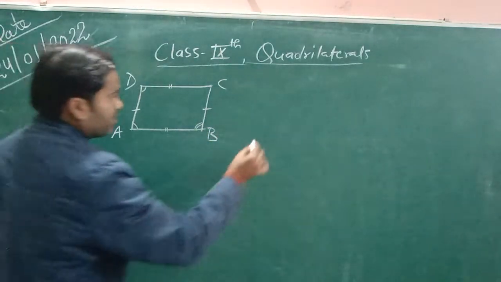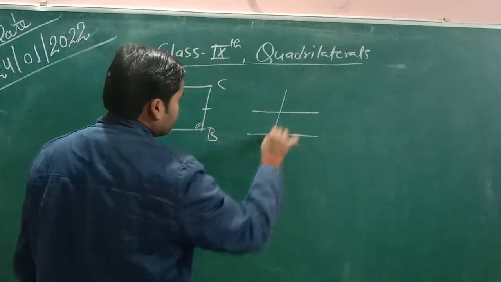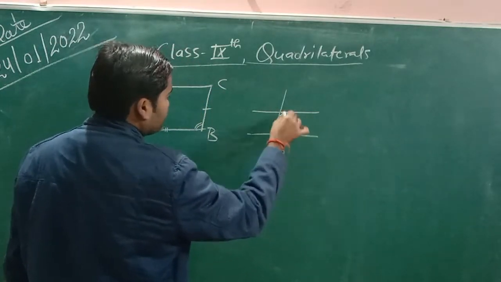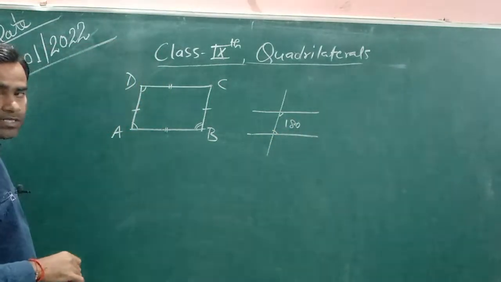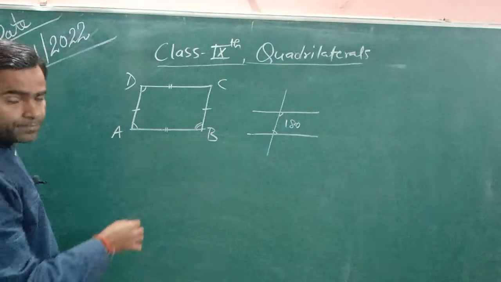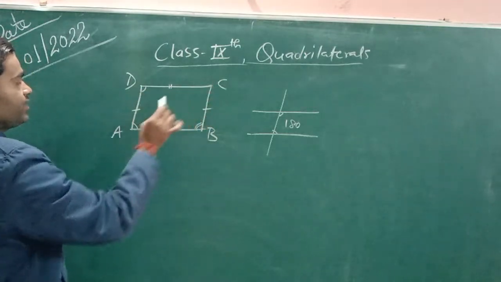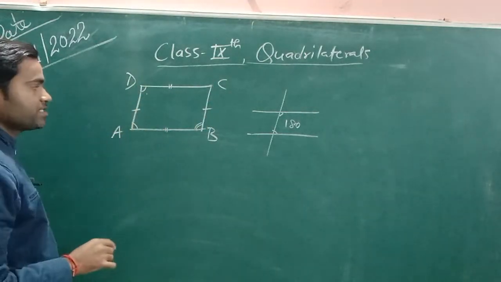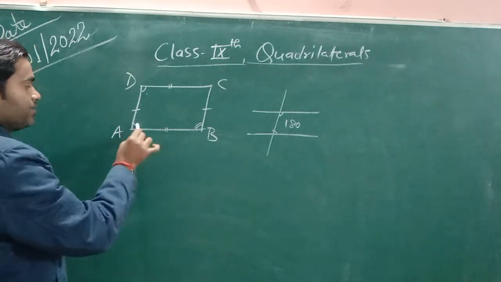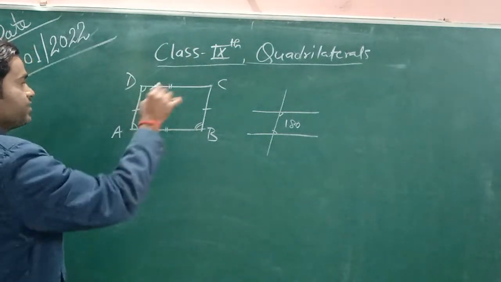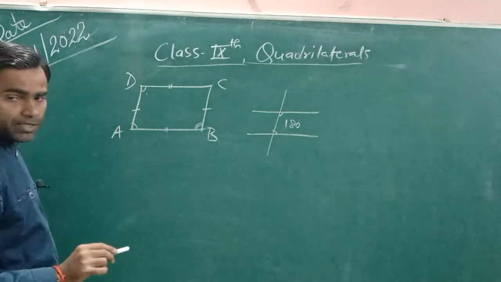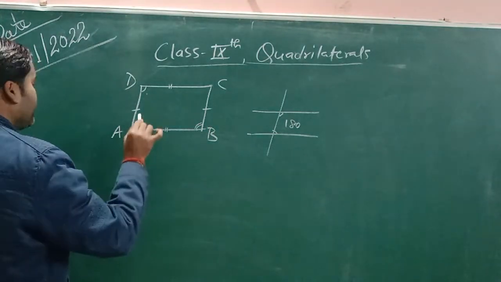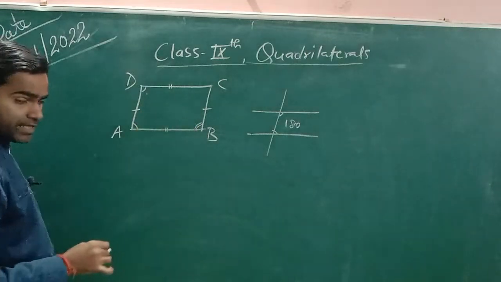You all know that if there are two parallel lines and there is a transversal, then the sum of these two angles is equal to 180 degree. These two are called co-interior angles. In the similar way, AB is parallel to CD and AD is transversal, then the sum of angles A plus D will be 180. A plus B is also 180 degree because AD is parallel to BC. So you can say that the sum of any two consecutive angles is 180 degree.